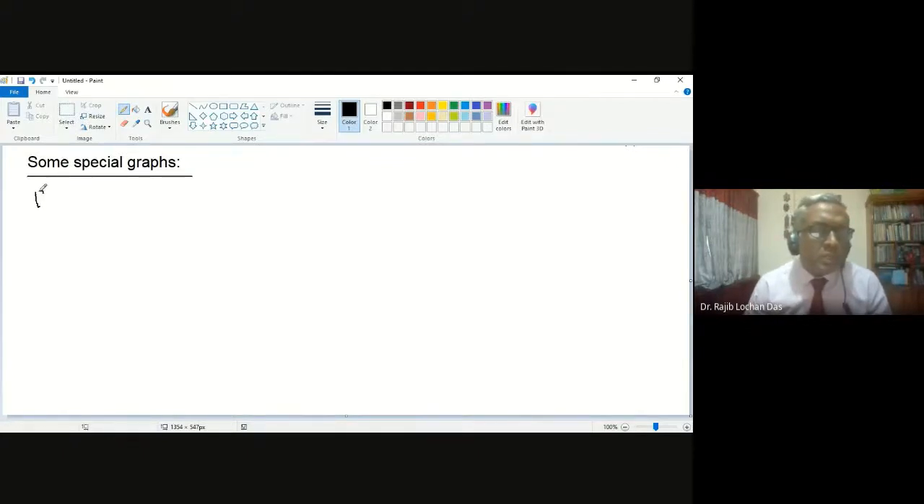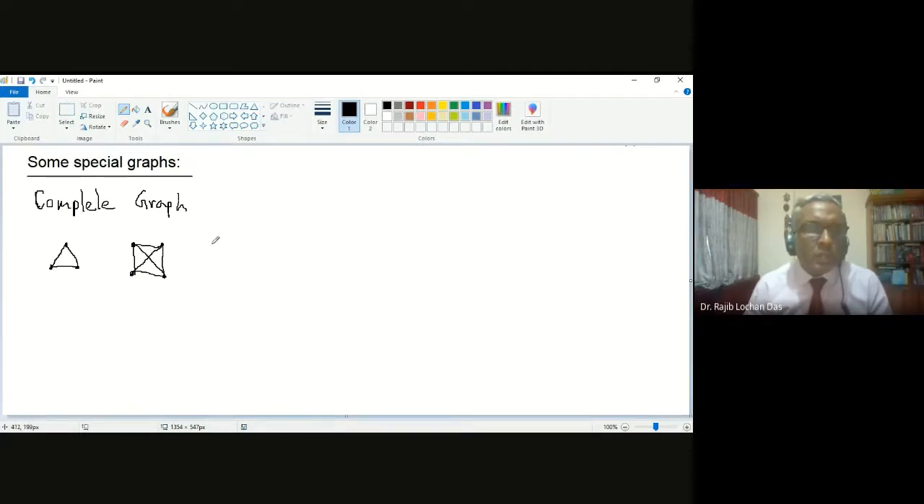Let me write the complete graph first. You may have 3 points, with all the points connected. You may have 4 points, with all the points connected. So that will be the complete graph. Everyone is connected to everyone.